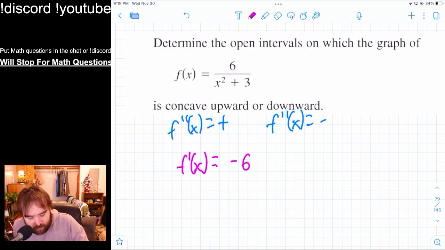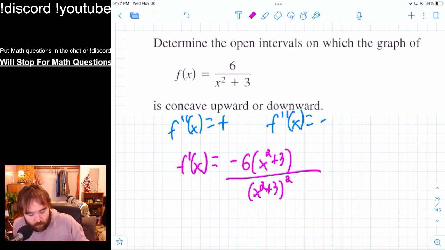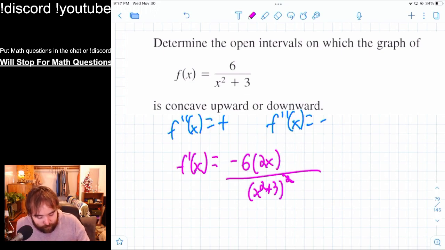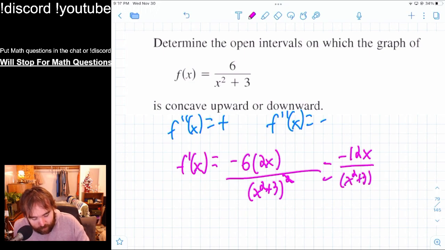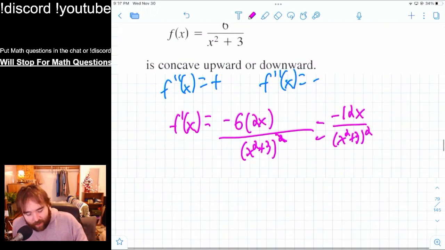So we have then minus 6 times x squared plus 3, divided by x squared plus 3 squared. So that's canceling. That's not even right, though. That's x squared plus 3 squared on the bottom. This is the derivative of x squared plus 3, which is just 2x. So that's our first derivative: negative 12x over x squared plus 3 squared. Right? Yes. So now let's find the second derivative.